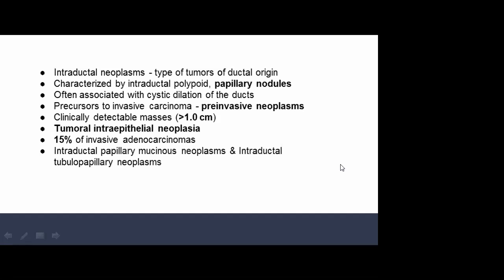So, to summarize, the intraductal neoplasms are of ductal origin and they are characterized by polypoidal papillary nodules with ductal dilatation, and they are different from PanIN in that they form clinically detectable masses. And this is the WHO classification of the pancreatic neoplasms, and we can see here that the intraductal neoplasms have been grouped under benign as well as precursor lesions.